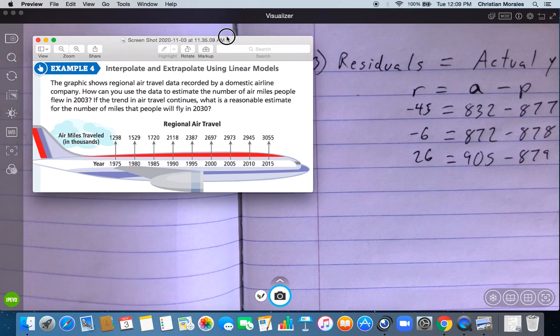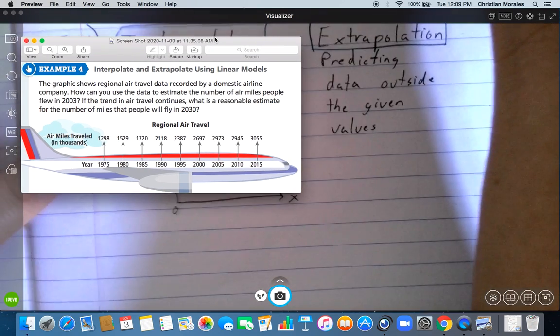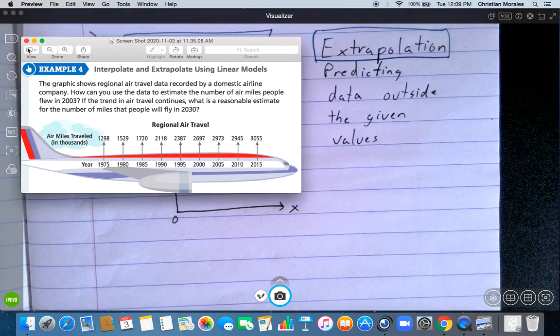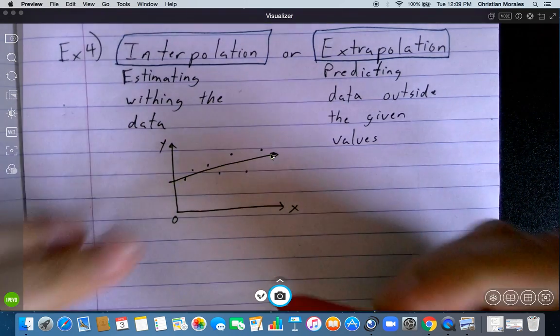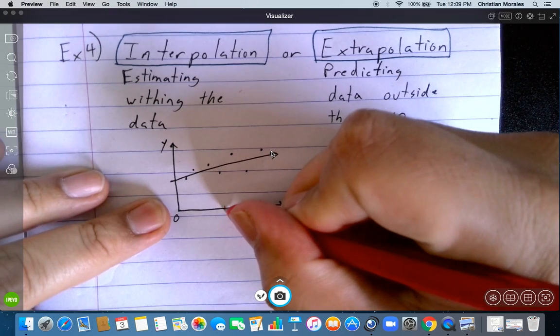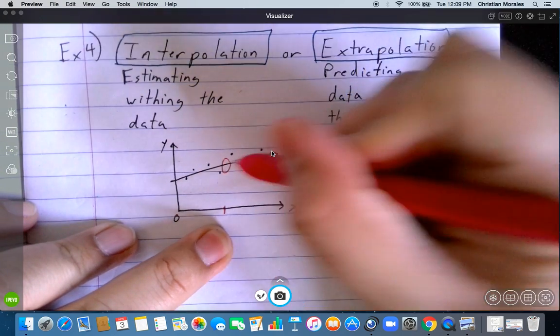Okay, so let's go to example number 4. So before we do this question, you need to copy this down. Interpolation and extrapolation. So interpolation is when you're estimating within the data. Extrapolation is when you're predicting data outside the given values. So for example, let's say there was no point right here. Let's just say this is 5, right? There's no point here at 5.